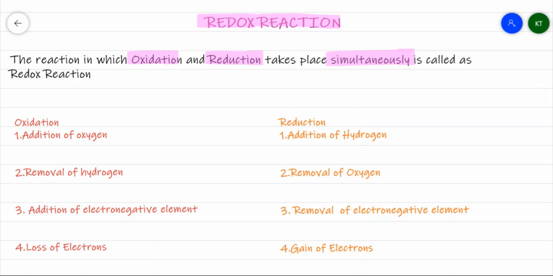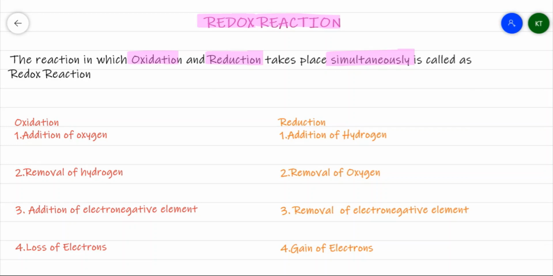Now let us discuss what we mean by oxidation and what we mean by reduction. I have jotted down some definitions of oxidation and reduction which will be helpful to us in order to understand the redox reaction in detail. Now, first we try to define oxidation. The very first definition is addition of oxygen to any substance. If we add oxygen to any substance, so we say that substance is oxidized. So, addition of oxygen is taken as oxidation.